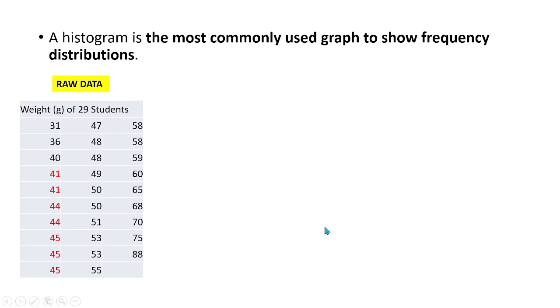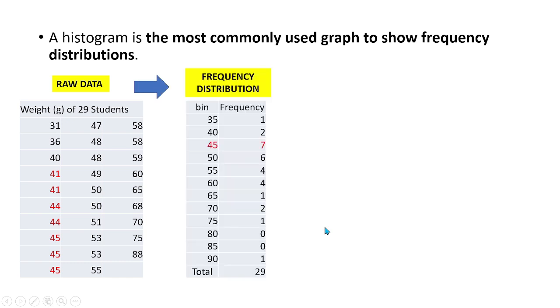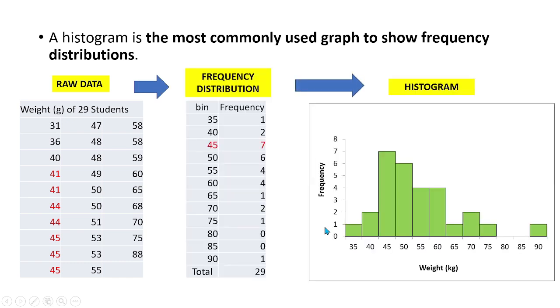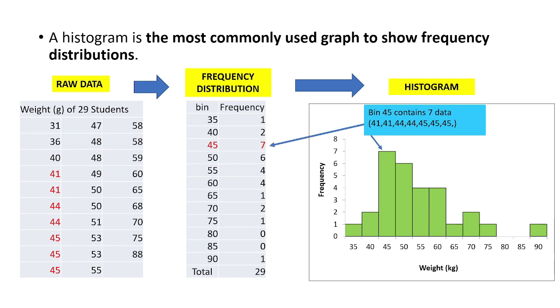Raw data can be converted into a frequency distribution table, and in return, this table can be converted into a histogram. Here we can see in the histogram that bin 45 contains the highest frequency, which is 7, as also reflected in the frequency distribution table and the raw data.